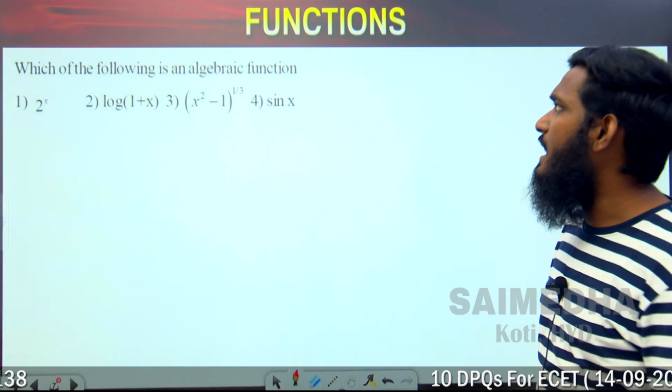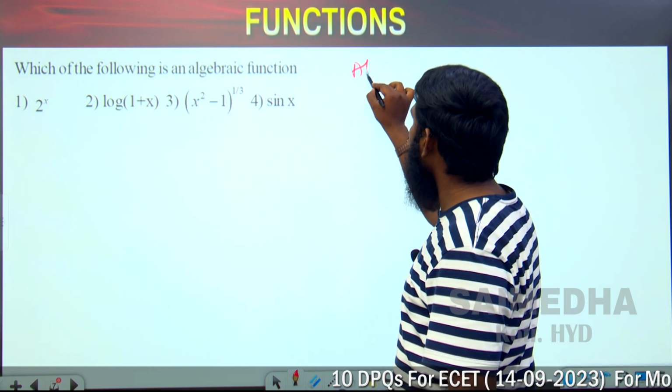In algebraic functions, actually we have some different types over here. Algebraic.